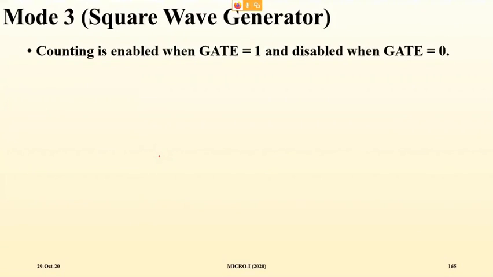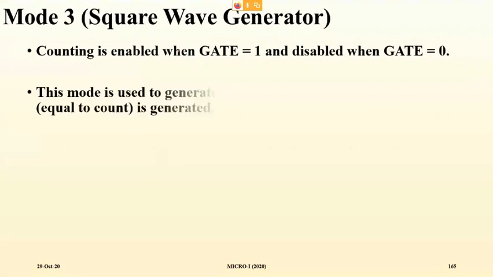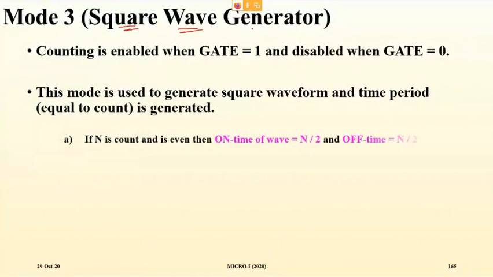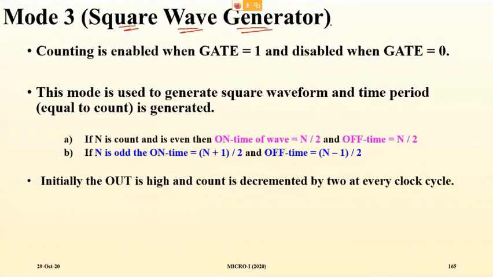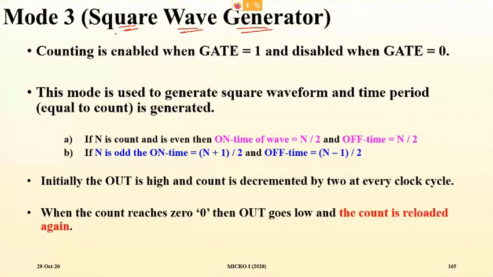Now coming to the next mode, which is the square wave generator. From the name itself it is clear where we can use this particular mode and what the application of this mode will be. In this mode you can generate square waves. When we say square wave, we should have a wave in which T on and T off are equal, 50-50%. 50% of the time it should be on, and 50% of the time it should be off precisely.